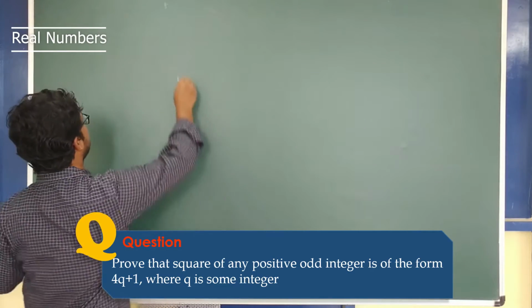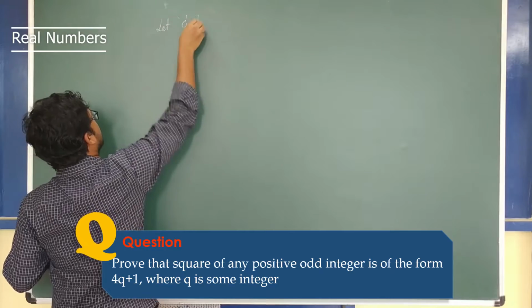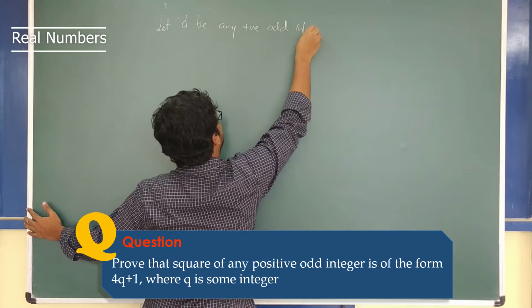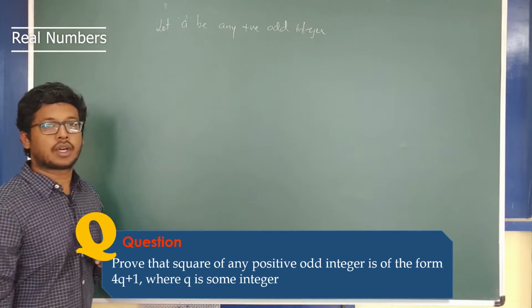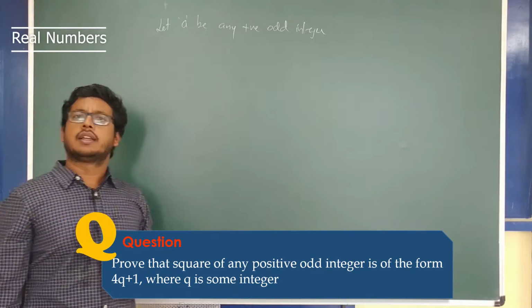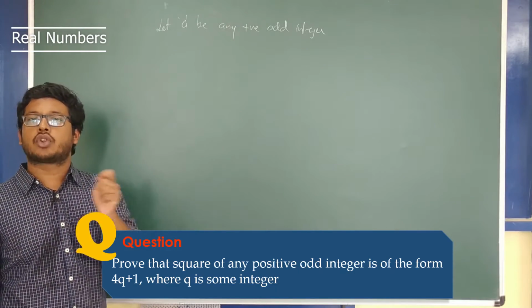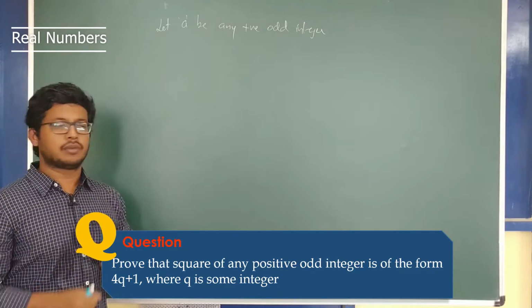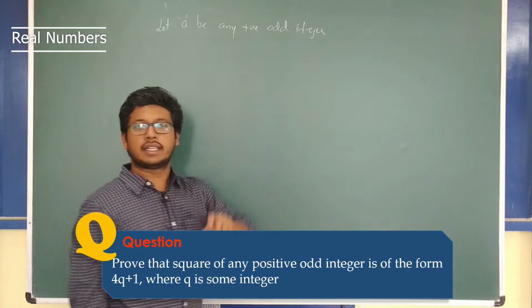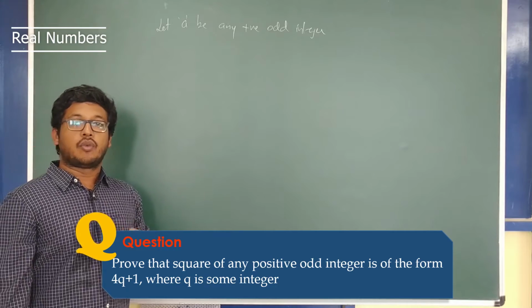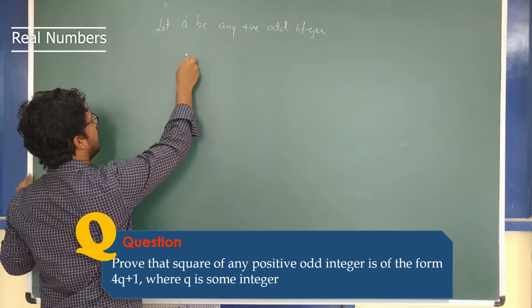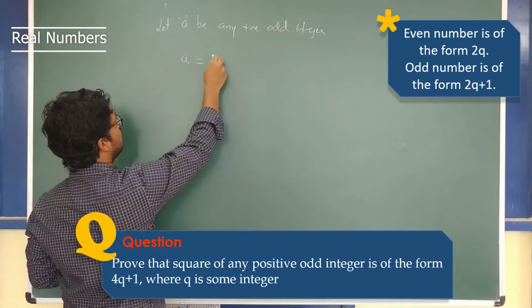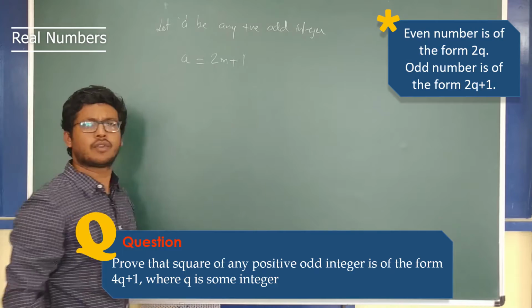So what we want: let a be any positive odd integer. When I square this one, the resultant will always be in the form 4q plus 1, where q is an integer. Since a is any odd integer, we will assume a to be in the form 2m plus 1, which we have already proved.